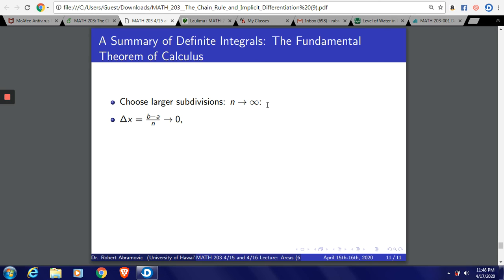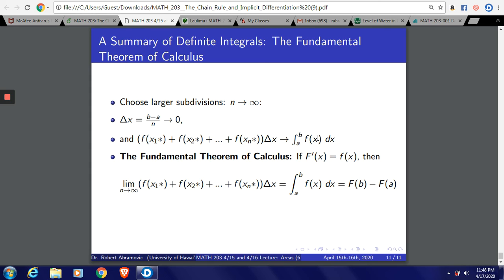Delta x, of course, if n goes to infinity, any constant, in this case b minus a, the length of the interval, divided by n goes to 0. And f of x1 star plus f of x2 star, it doesn't matter which values we choose in each subinterval, this approaches the definite integral from a to b of f of x dx.